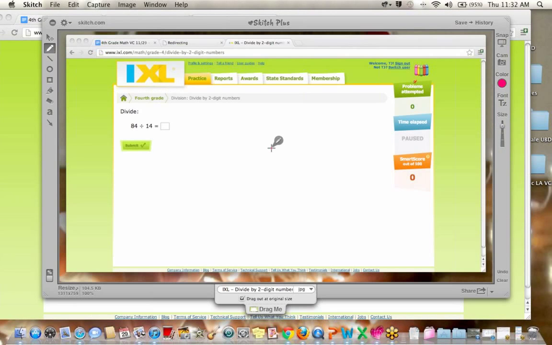I have 84 divided by 14. I'm going to rewrite this so that it looks a little bit more like what we're used to. So I have 84 underneath the house and 14 on the outside. Okay? All right.